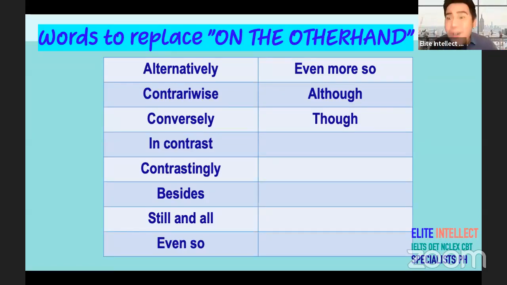although and though. Okay. Sir, paano naman po yung nevertheless? Nevertheless kasi ang ibig sabihin yan sa Tagalog kahit na, di ba? Kahit na, yung mga ganyan. So you can use that too.